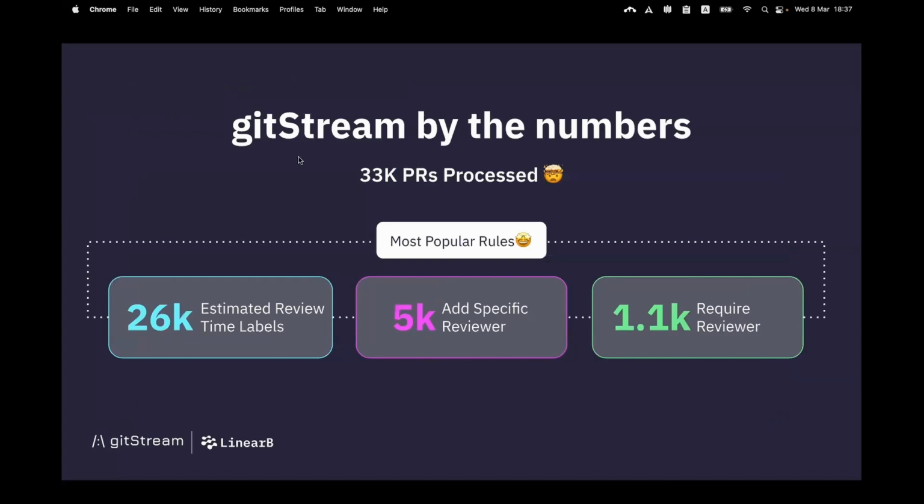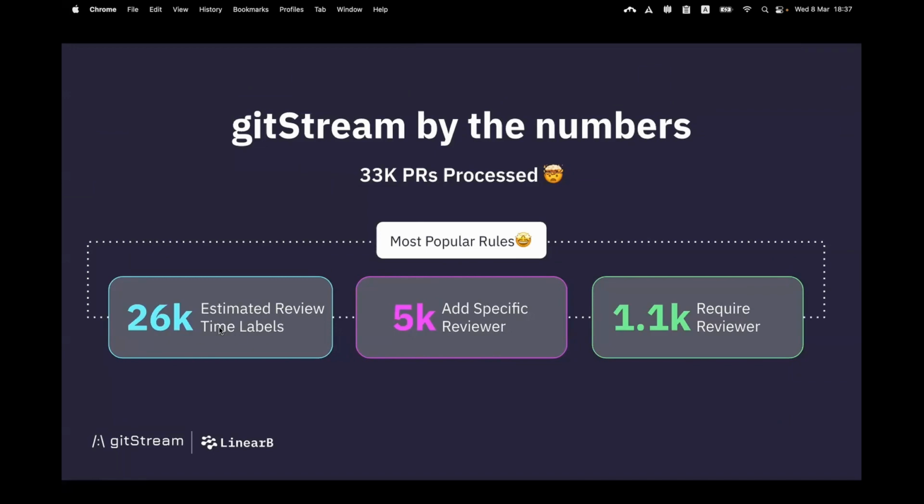Now, let's talk a little bit about numbers before we get into the hands-on part. Since gitStream was launched, more than 33 PRs were processed by gitStream, which is amazing. But when we look at the most popular rules, one is standing out: the estimated review time labels. For every PR, we can add a label, and this is also how we're going to start today, on how much time LinearB thinks the reviewer should spend on this specific PR.